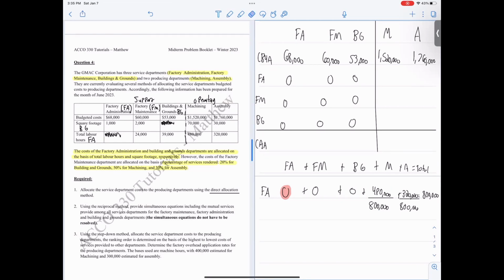Okay, now I put zeros here. I should erase that. My bad. That's just me rushing as usual. Okay, so now, guys, we have factory admin. They have $68,000 in costs. Okay, so we're going to take that $68,000. We're going to remove it, because we're taking that 68,000 and we're passing it to the operating departments. Okay, right? So now 68,000 times 480. So this is what we're doing, guys. We're taking 68,000 times 480 over 800. That'll give us, guys, $40,800.